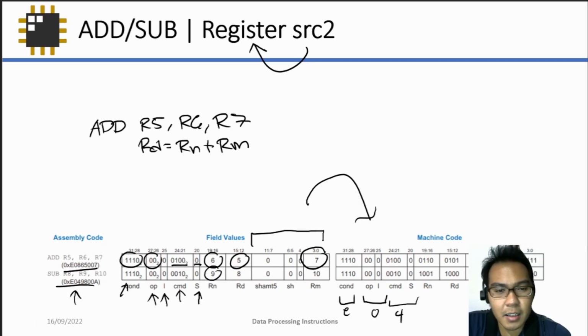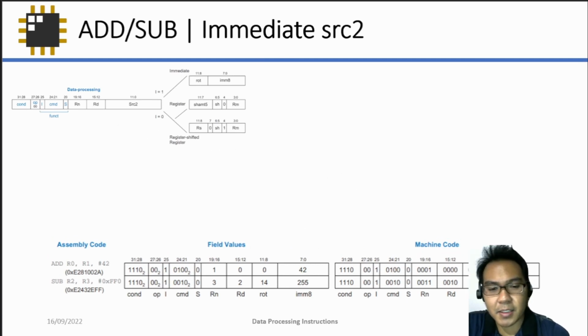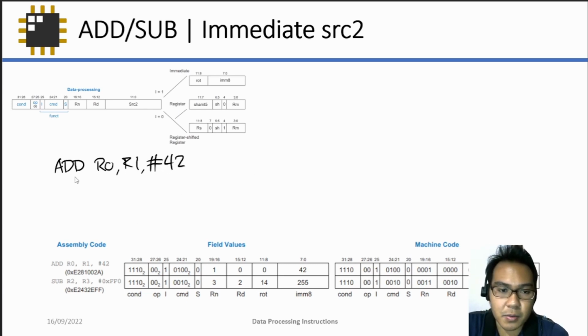Okay, next, immediate addressing. Let's see. There's a particularly interesting case here, but let's see the first case first. ADD R0, R1, 42. There's no condition, so that's always true.